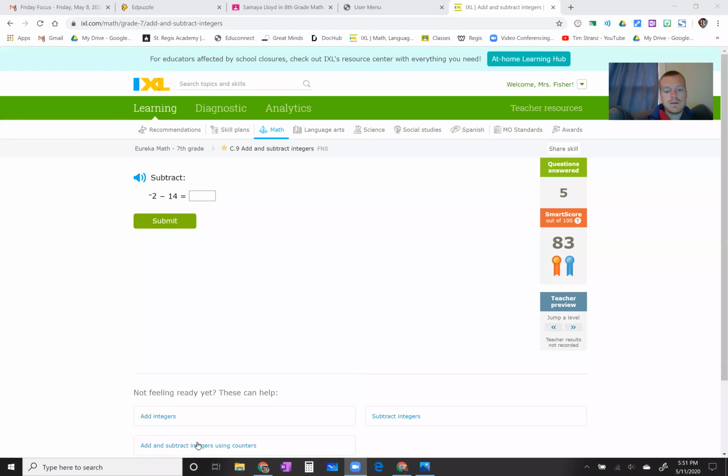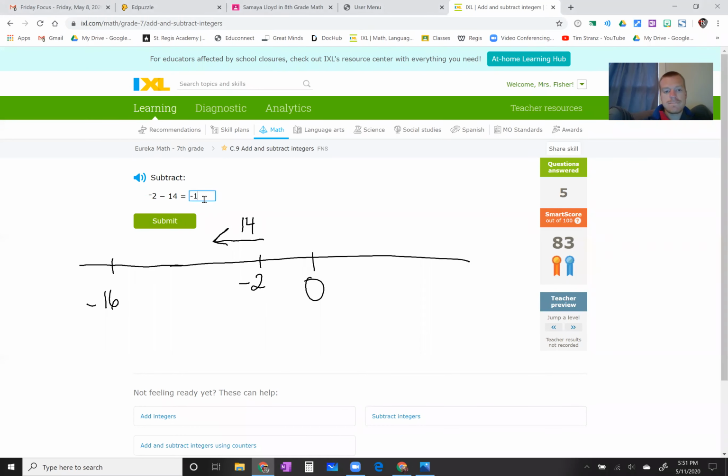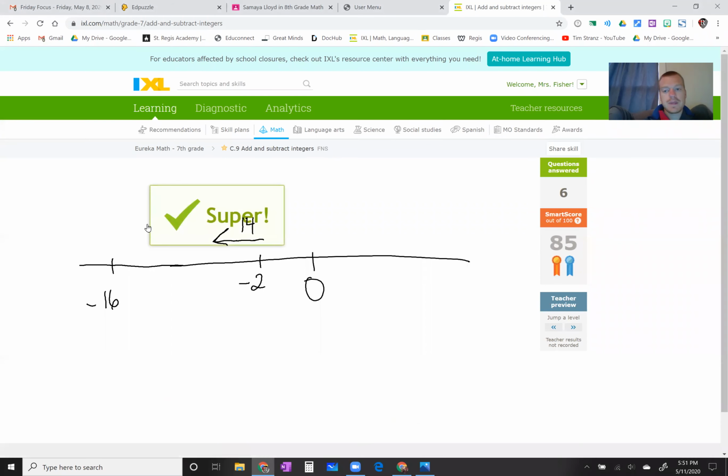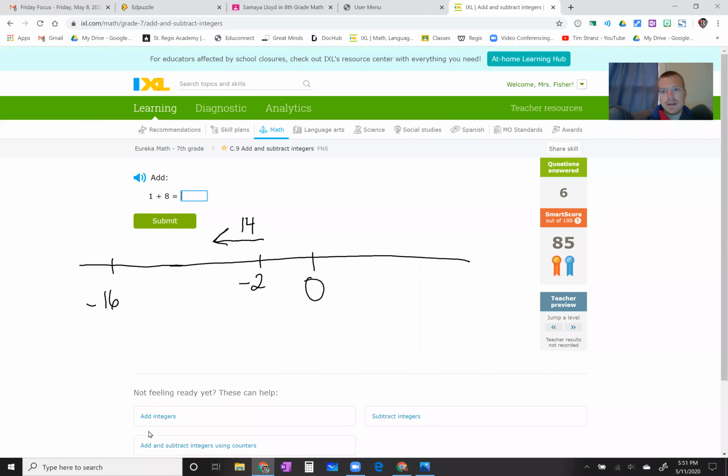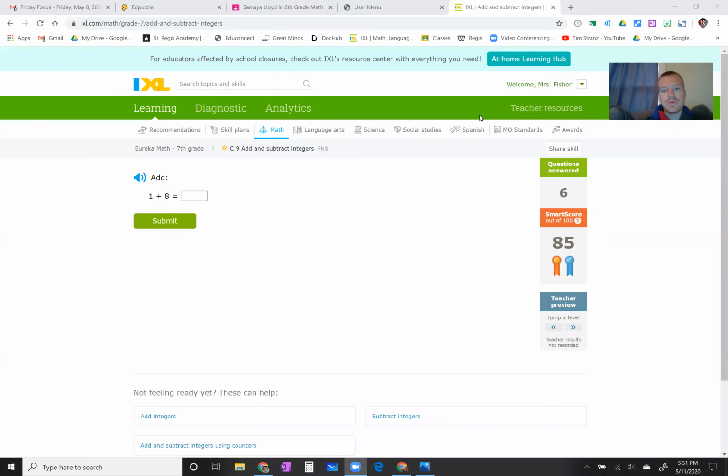So I'm going to draw my number line, starting at -2, so right here. Okay, I'm subtracting 14. So again, if you're subtracting, you're going this way. So I'm going this way 14 times, right? Which is going to bring me all the way down here to -16, right? -16. Okay, that is the second skill that I think is extremely important. You need to know that before you come into 8th grade.